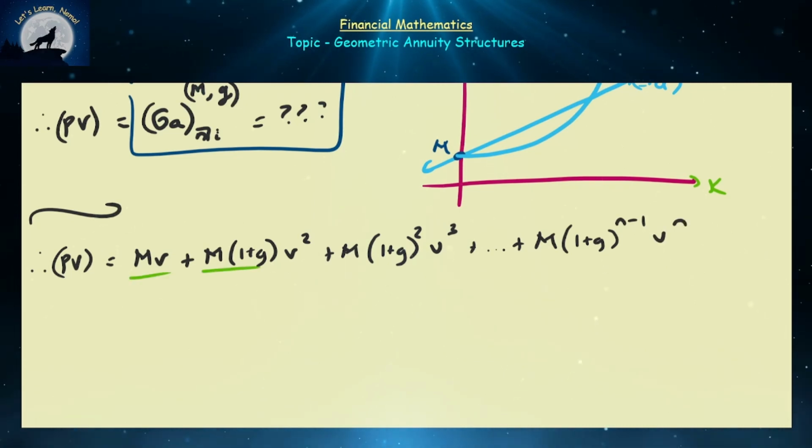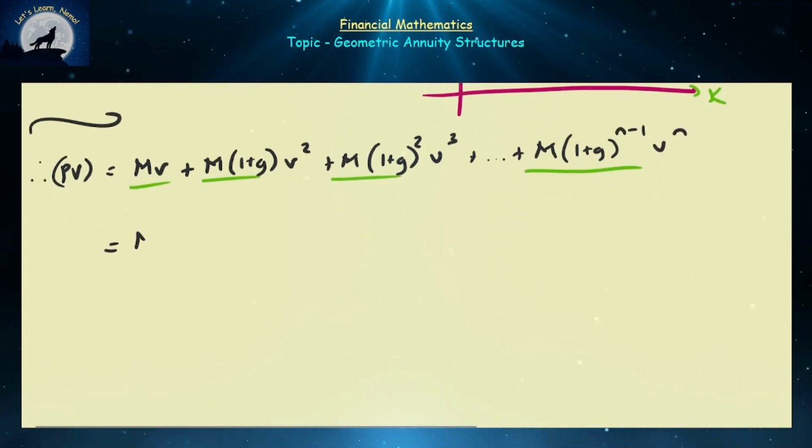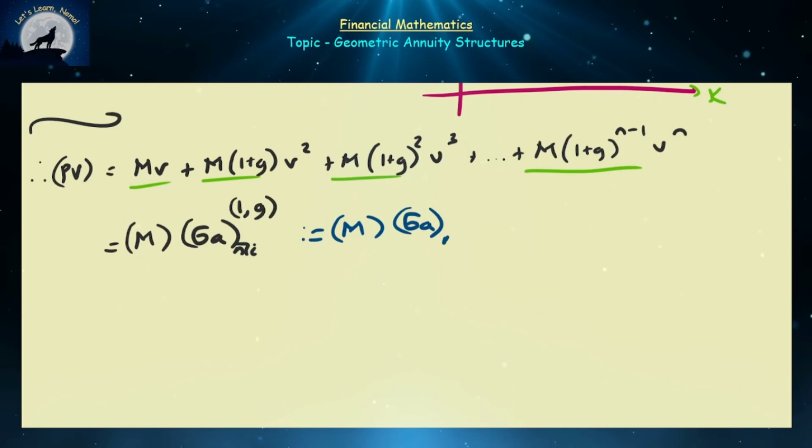So notice that every single one of these expressions has M in it. So I can obviously factor that out of our expression, and I can write this as M times, and then what are we going to have? Well, we're going to have ν times (1 + g)ν², (1 + g)²ν³, all the way down to (1 + g)^(n-1)ν^n, which is just going to be equal to, again, a geometrically increasing annuity immediate with n payments under i, with starting payment 1 that is increasing by g. Some people will call this just a unit annuity. Some people will even take this to be equal to a new notation as well. They'll just abbreviate it as (Ga)_{n|i,g}.